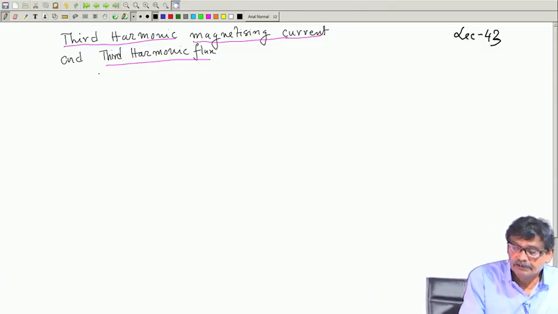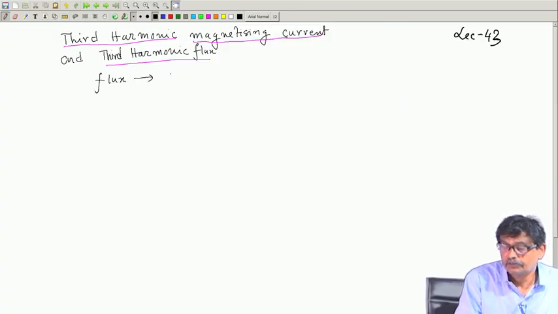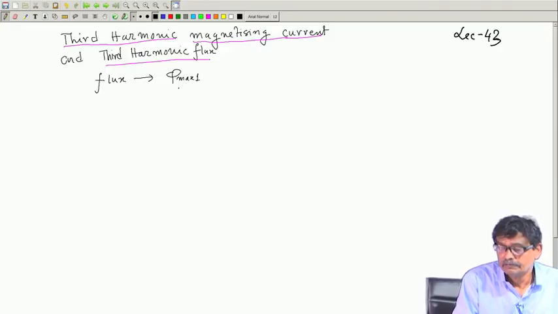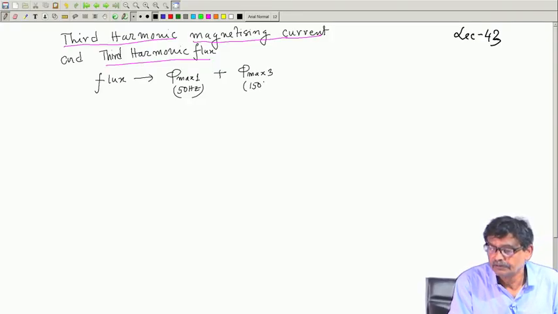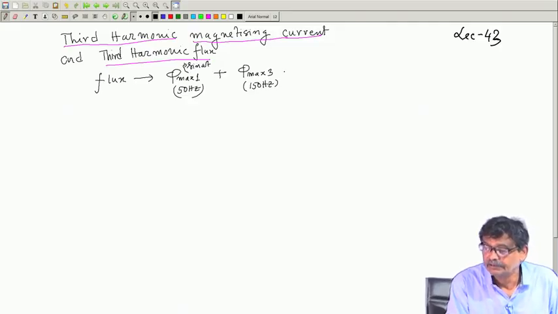Suppose the flux in the core has both phi max 1, the 50 hertz component, plus phi max 3, that is the 150 hertz component. This is phi max 1 into sin omega t and this is phi max 3 into sin 3 omega t.